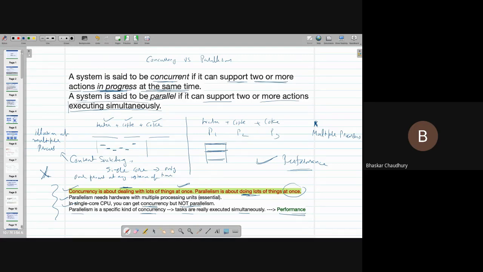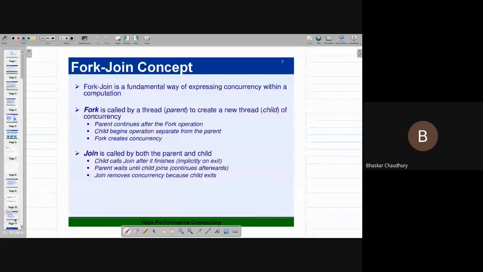I will discuss that later. That's a very different story. But otherwise you have broadly understood this concept, right? Concurrency versus parallelism. Yes, sir. Okay, now let us go here.